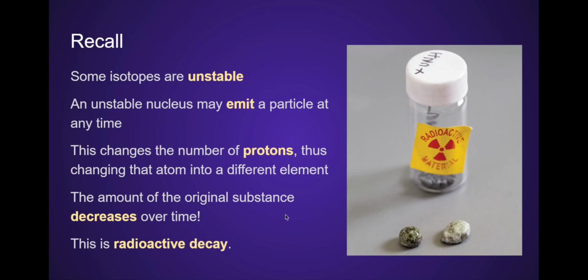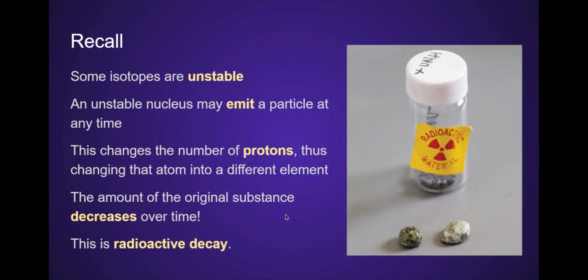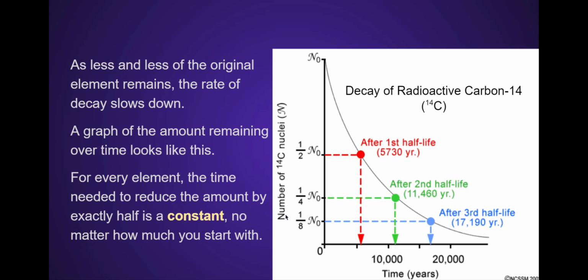Quick review, some isotopes are unstable. An unstable nucleus may emit a particle at any time. Emitting a particle changes the number of protons, thus changing that atom into a different element. So the amount of the original substance decreases over time. This is radioactive decay. As less and less of the original element remains, the rate of decay slows down. So a graph of the amount remaining over time looks like this. It is a curve that asymptotically approaches zero.